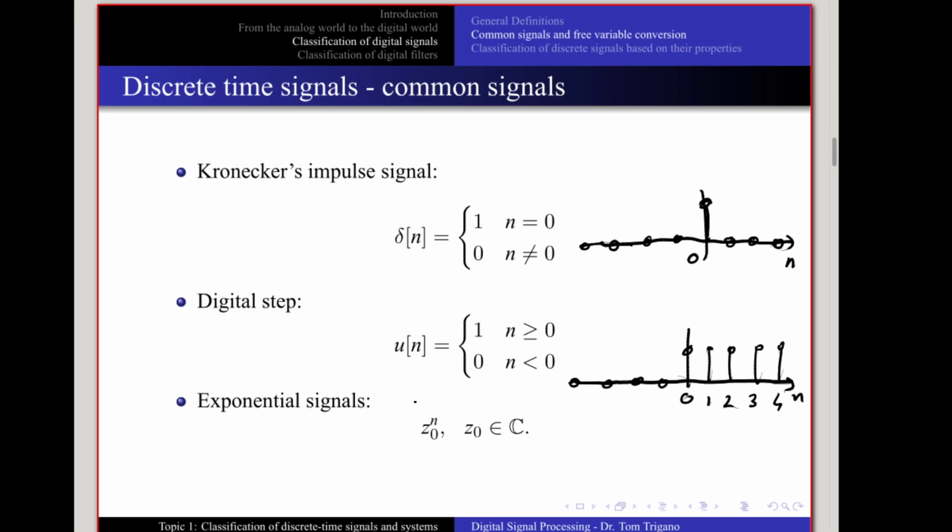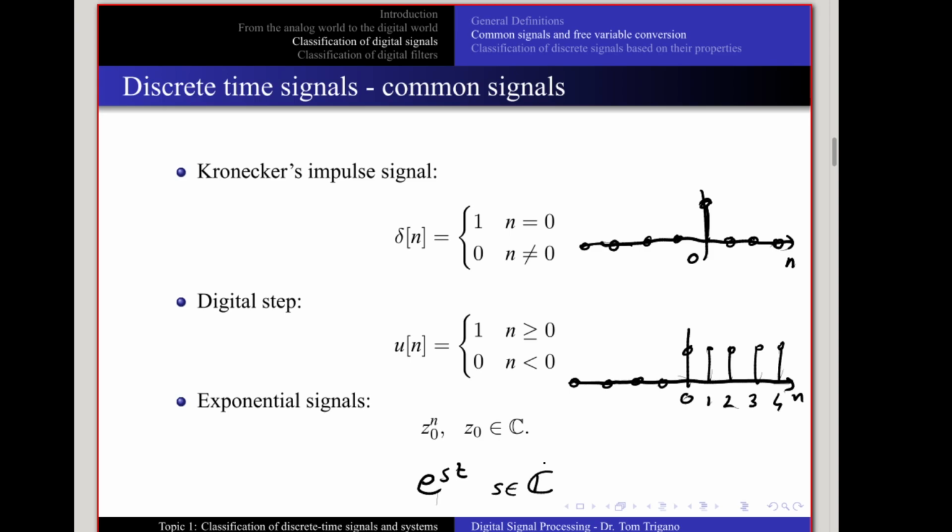And we can define the family of exponential signals the same way that we did for analog signals, with a slight change of notation. As you recall, exponential signals in continuous time were defined as e to the power of st, where s was a complex number. In DSP, it is more common to define exponential signals as z0 to the power of n, to make it more fitted to the Z transform that we will learn in the next chapter.